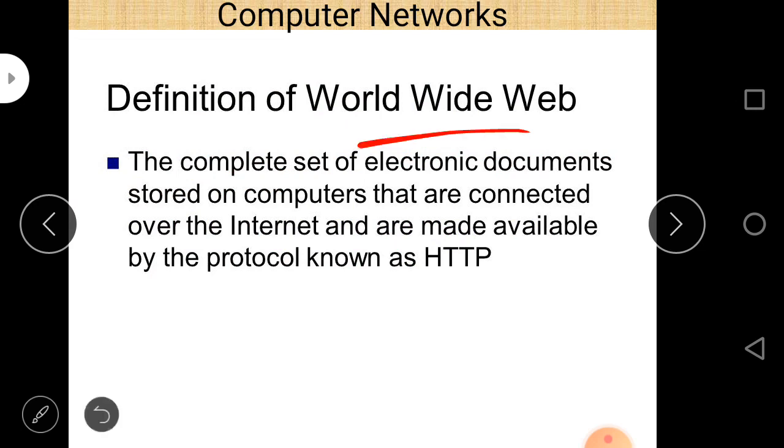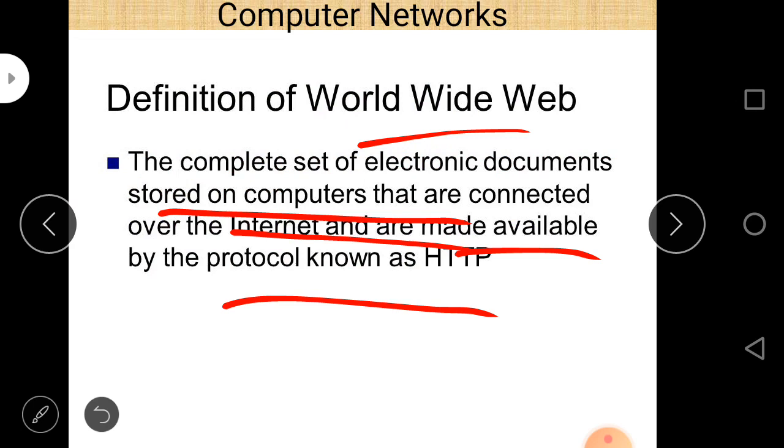There is another definition of the World Wide Web: the complete set of electronic documents stored on computers that are connected over the internet and are made available by the protocol known as HTTP, meaning Hypertext Transfer Protocol. And what are protocols? Protocols are basically the rules and regulations used by the internet to access different web pages. HTTP is one of them.